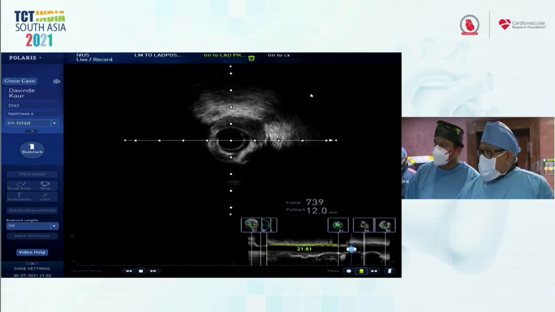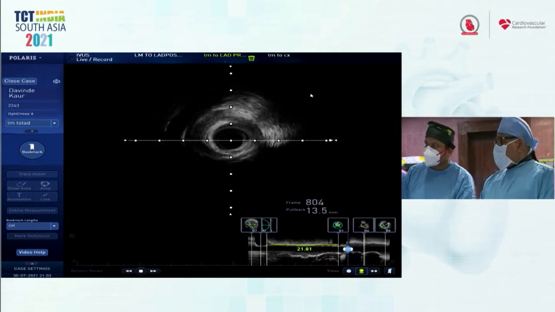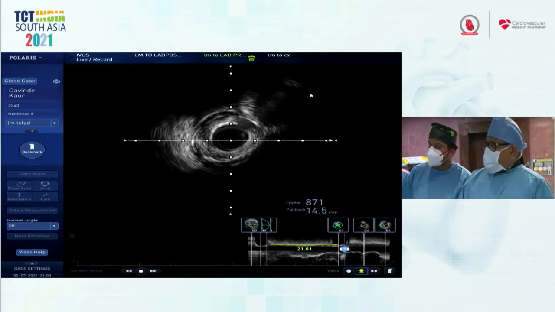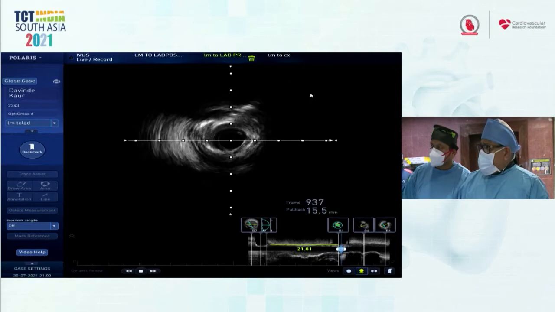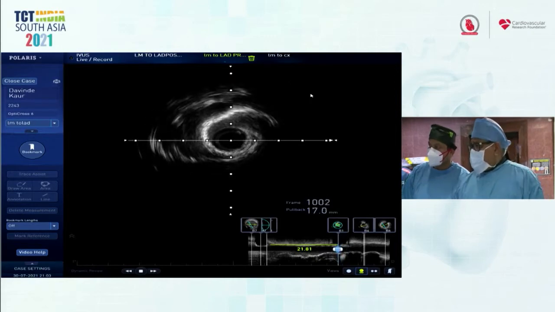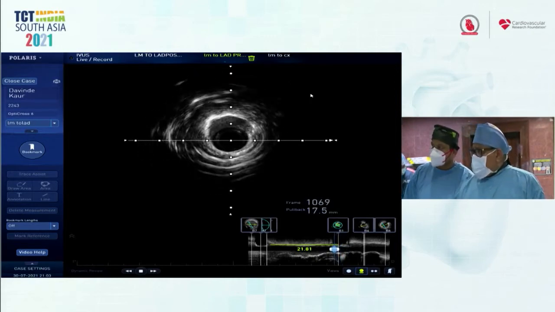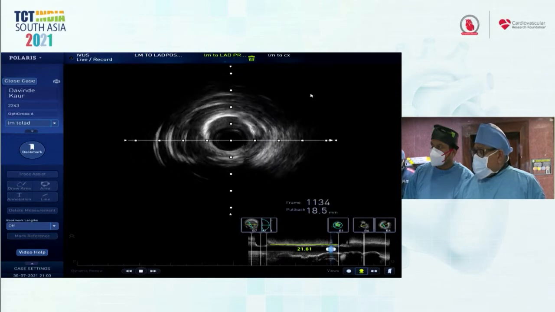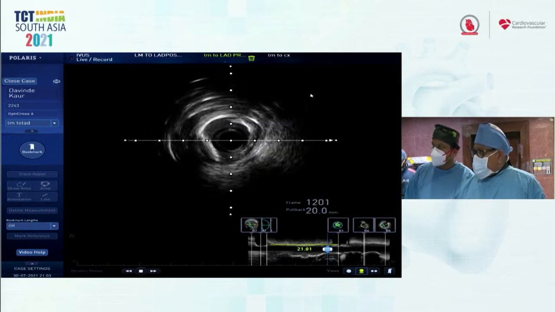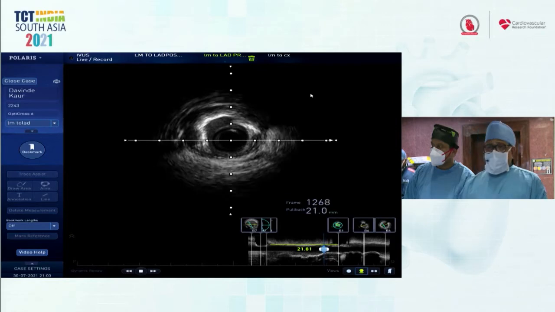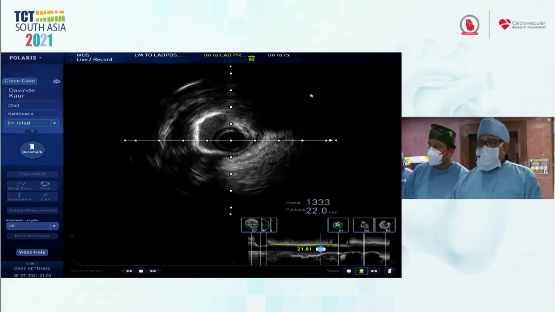And at a particular point in the proximal part of the LAD, the area is too less. It's how much? 1.9. So this possibly is the point where the area of the LAD, despite having the rota and also the 3 millimeter NC balloon dilatation, turned out to be 1.9 millimeter square.